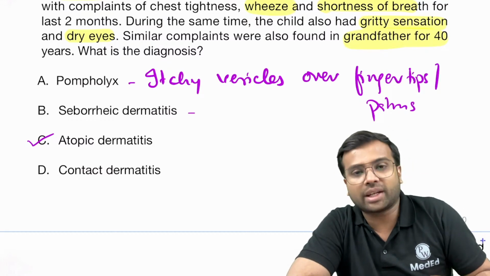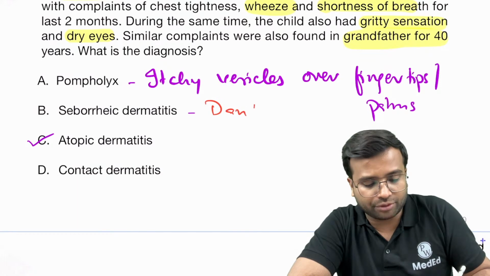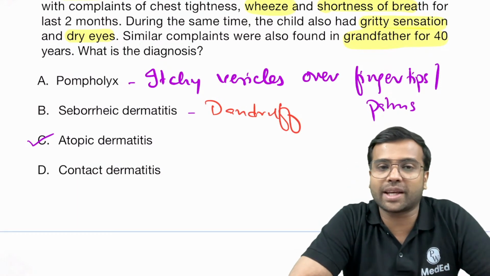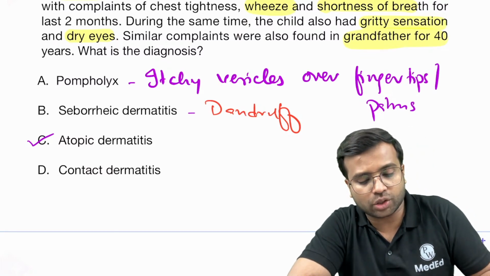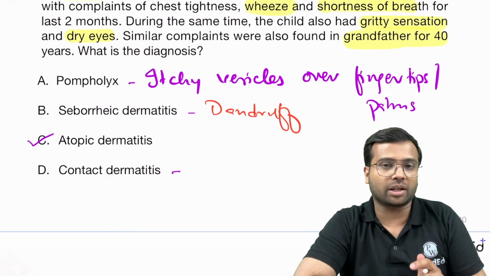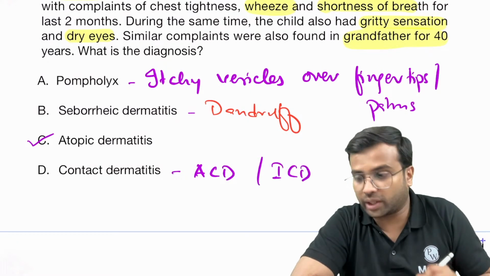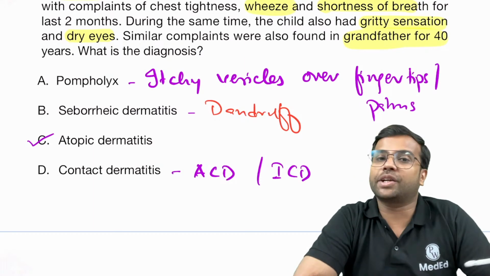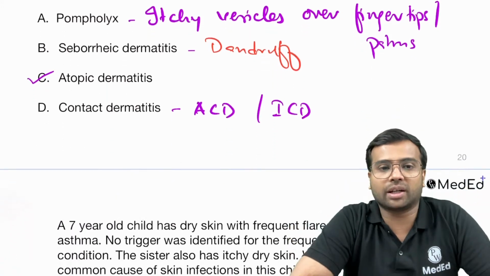Now what is seborrheic dermatitis? Seborrheic dermatitis is what we usually call dandruff, isn't it? So this is not a case of dandruff or seborrheic dermatitis. And in the last one, there is contact dermatitis. So we know that there are two types of contact dermatitis. It is allergic contact dermatitis or irritant contact dermatitis. So this is not allergic contact dermatitis. It is not irritant contact dermatitis. The right answer here is atopic dermatitis.